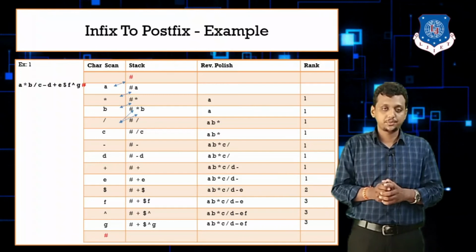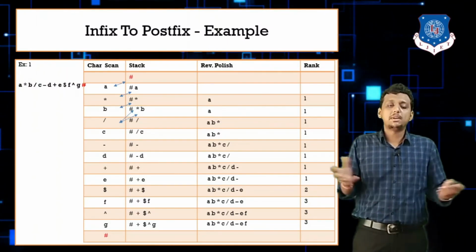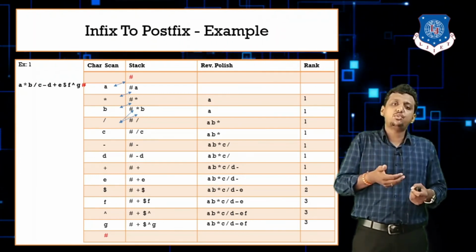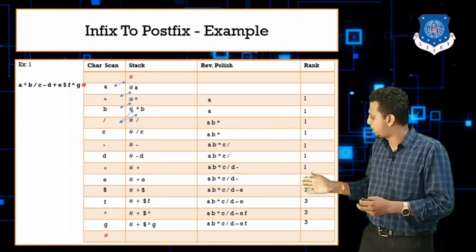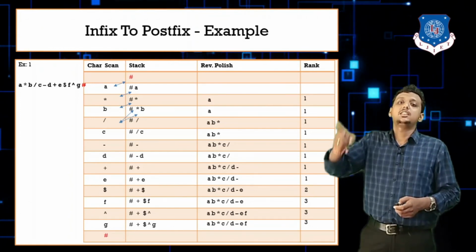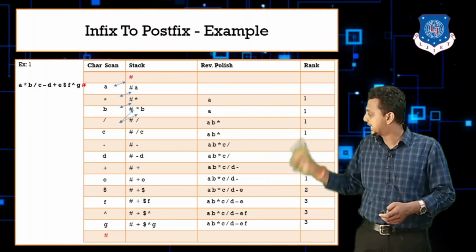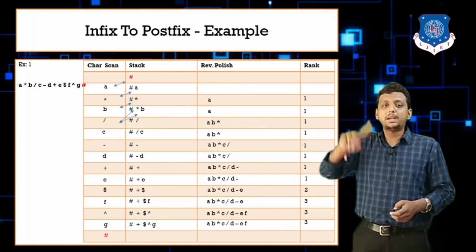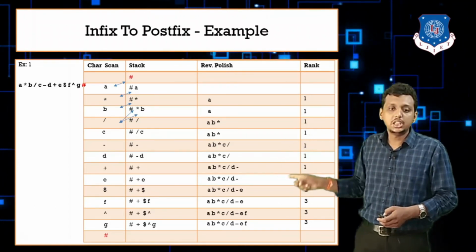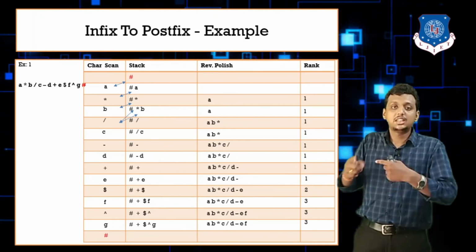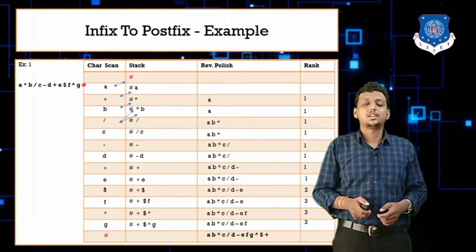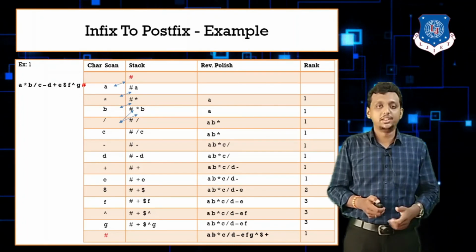Now I got hash. Okay, so what to do? My string is completed, so just pop out each and every element from the stack and append it to the reverse polish. So students, first we will pop the G, then caret, then dollar, then plus. G, caret, dollar, plus, they are all appended to the string. So my answer becomes A, B, star, C, division, D, minus, E, F, then G, caret, dollar, plus. And that's your answer. Calculate the rank, it becomes 1.